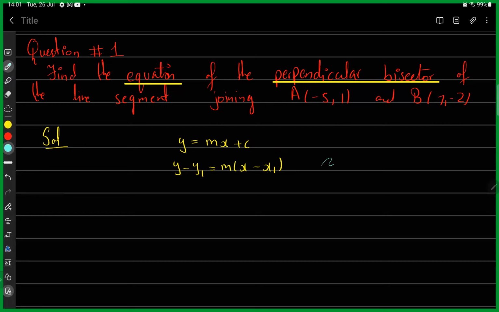So for this, we need a point on the line. This point should be lying on my perpendicular bisector because I'm finding its equation, and I need m, that is basically the slope. So can anyone tell me how I can find these two things?